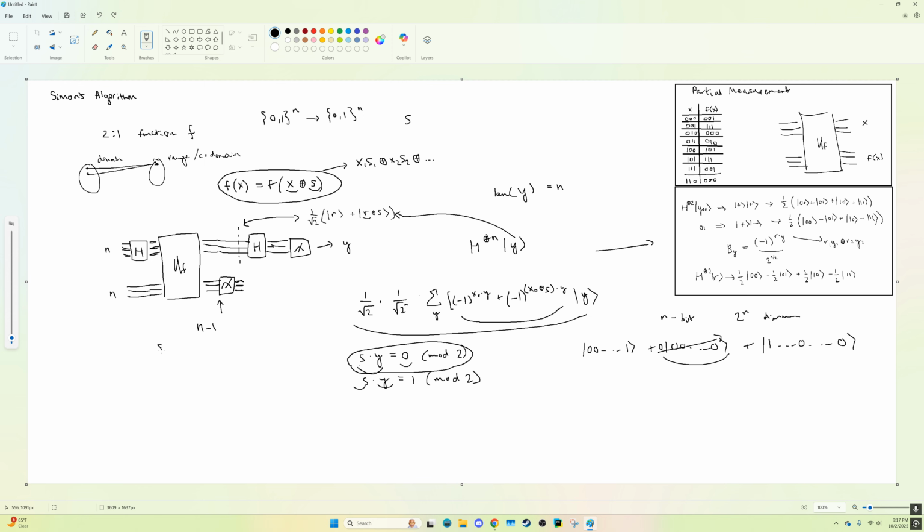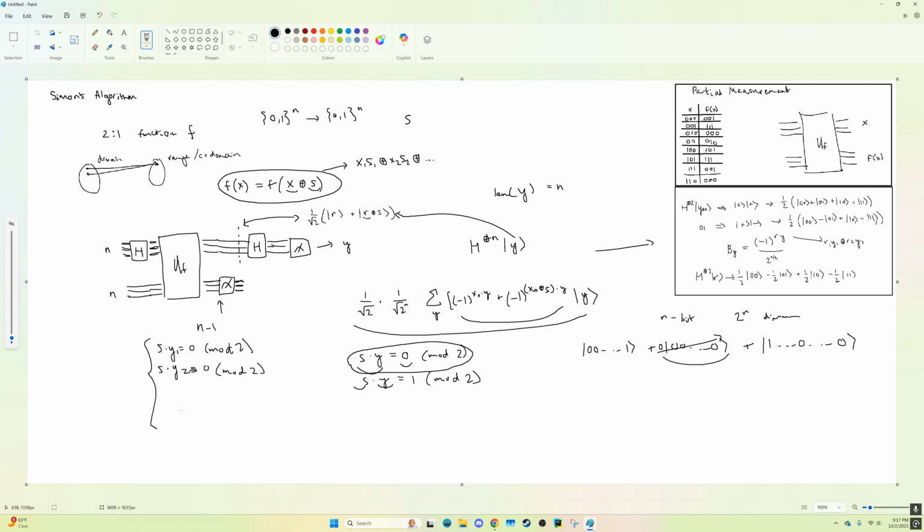So now we have some s dot y1, let's say, s dot y1 equals 0 mod 2. And then we repeat this whole sequence again. We apply Hadamard to the top, we query, we measure, we apply Hadamard to the top, we measure, and then we get another y, let's say y2. And now we know s dot y2 is congruent to 0 mod 2. And just like that, now we have n minus 1 such equations.